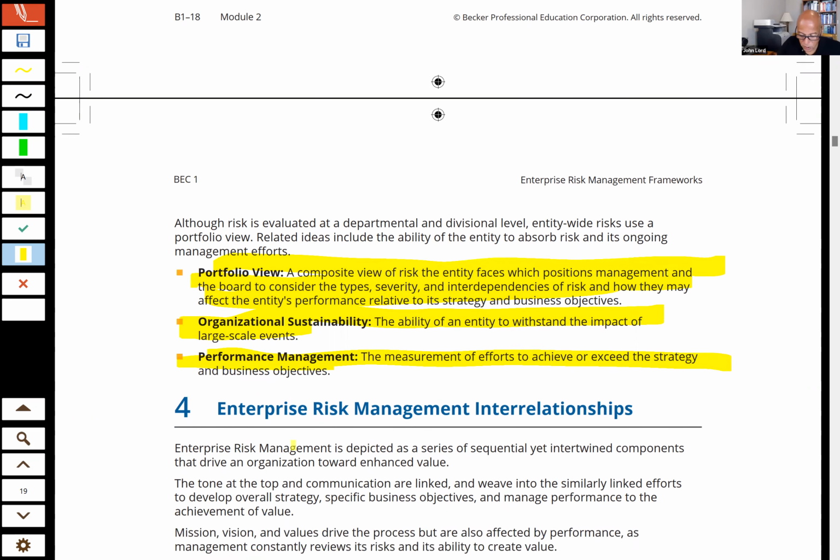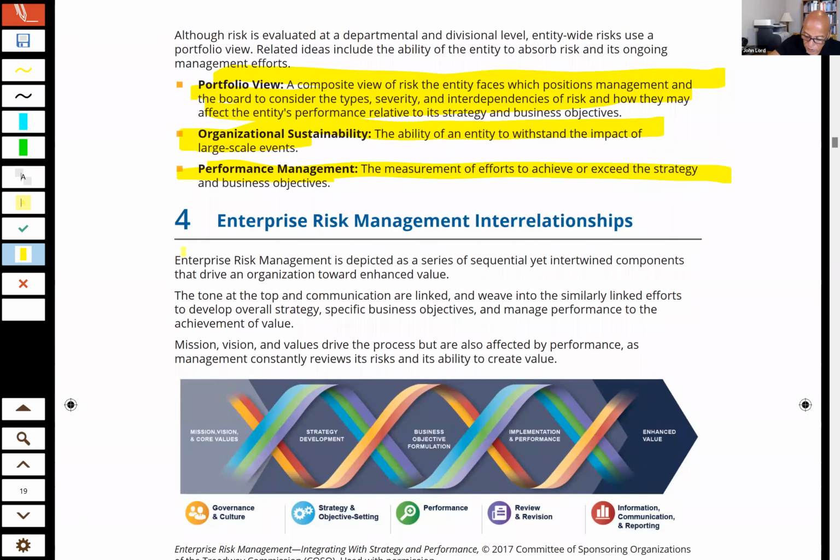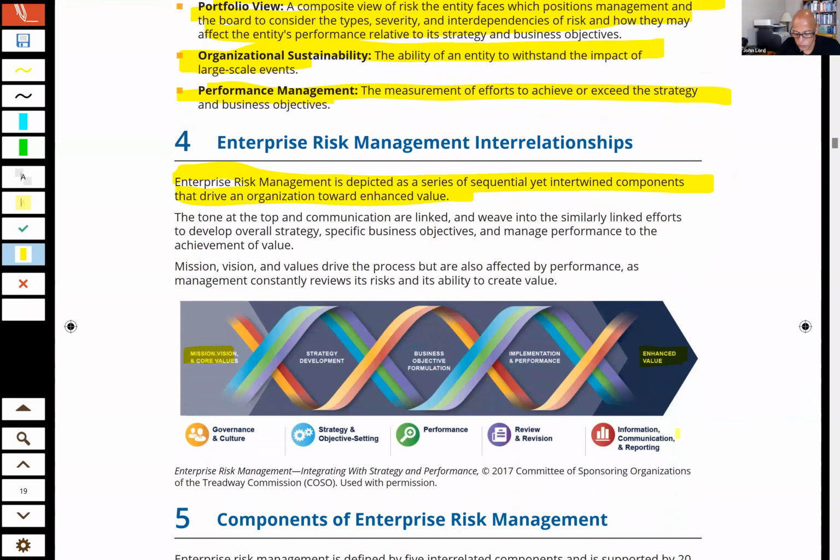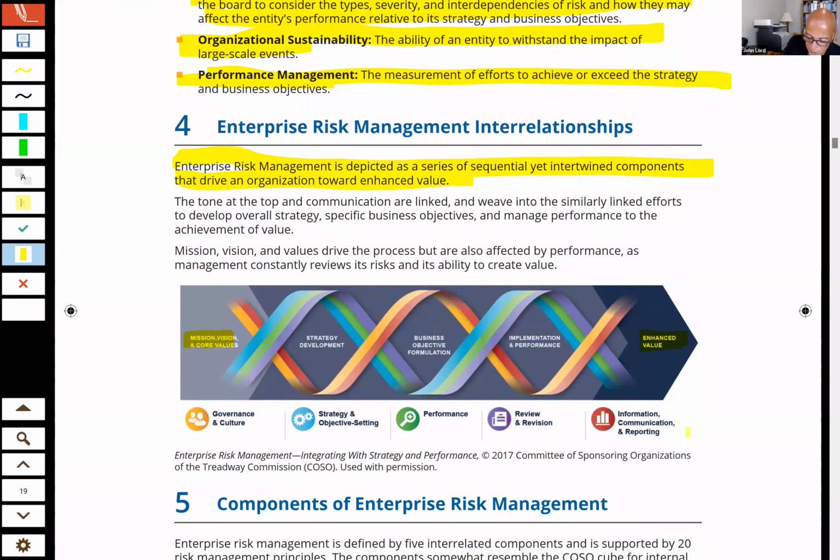And then we will go ahead and measure the efforts to achieve or exceed the strategy and business objectives. So when you take a look, you have this risk enterprise depicted as a series of sequential events, intertwined components that drive the organization towards enhanced value. Okay, so if you take a look, we have our mission and we are going to move to this enhanced value. And how are we going to get to the enhanced value? Well, you can see that there's going to be strategy development, business objective formation, implementation, and performance, and then of course leading to the enhanced value.